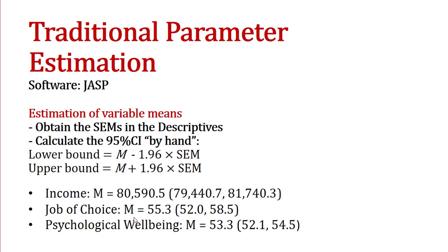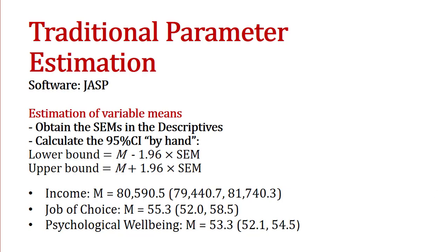And for job of choice, the point estimate of the mean is 55.3, and the interval estimate of the mean is from 52 to 58.5. And for psychological well-being, the interval estimate is from 52.1 to 54.5. Okay, so that's the mean of each variable.